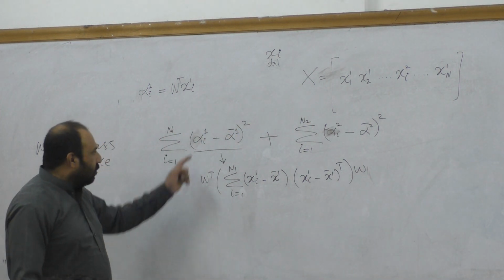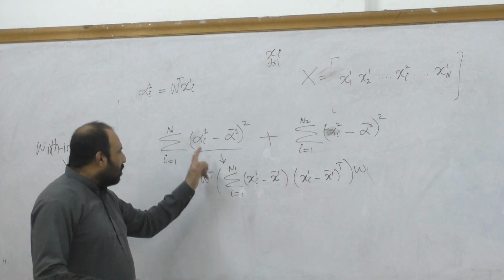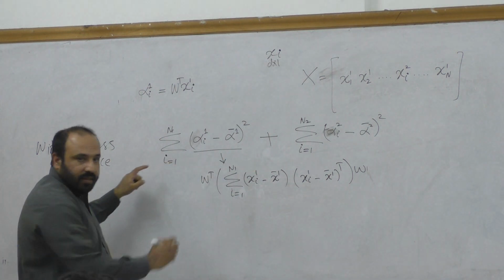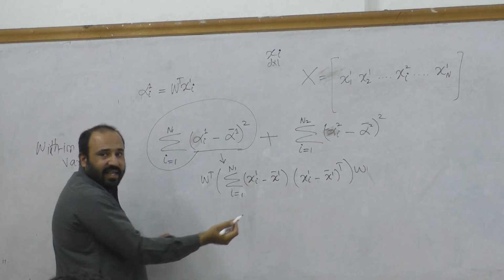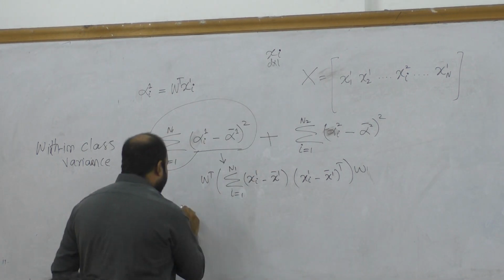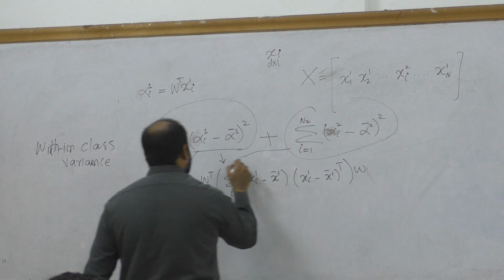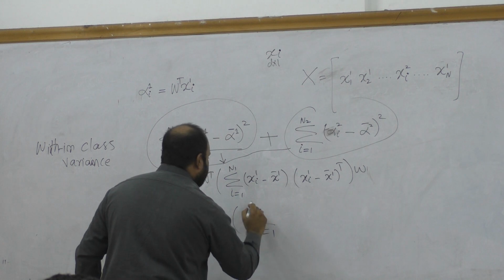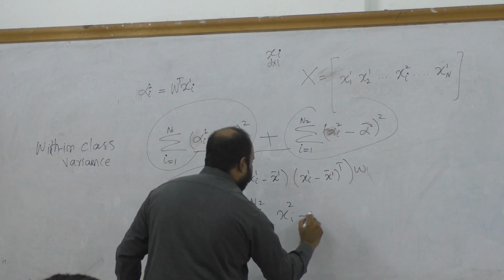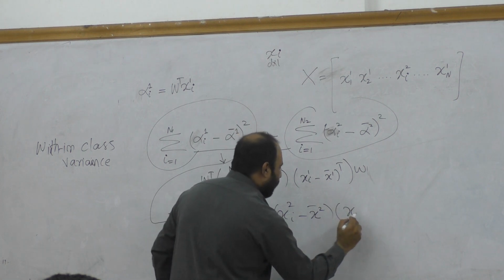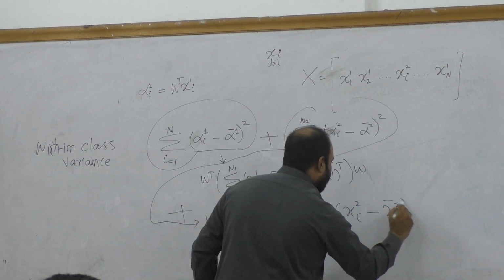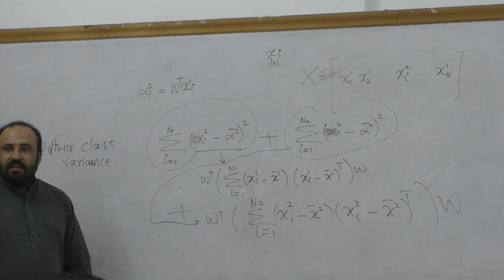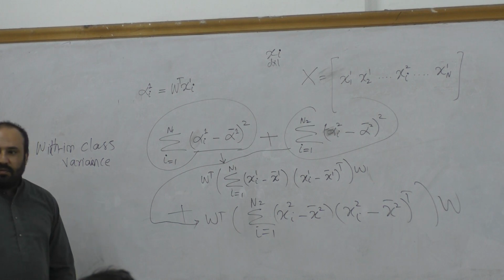Yes? We can read this. I did this earlier. I have just written the first summation, the first one. When we write the second, plus, now I am going to write the second. W transpose, i varies from 1 to n2, xi2 minus x2 bar, xi2 minus x2 bar transpose, times W. Make sense?